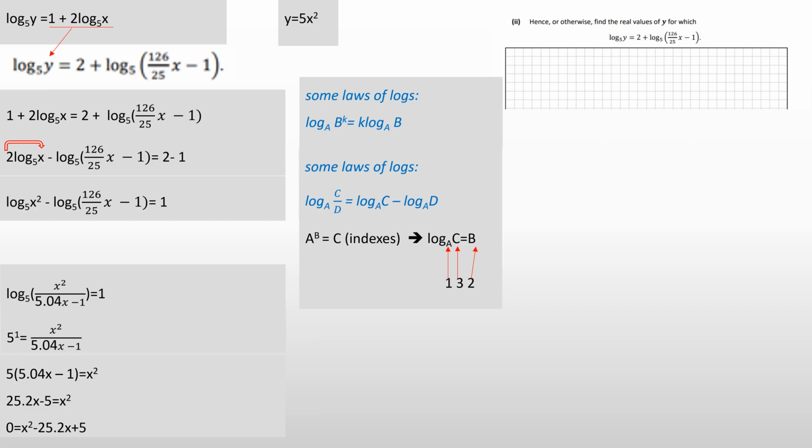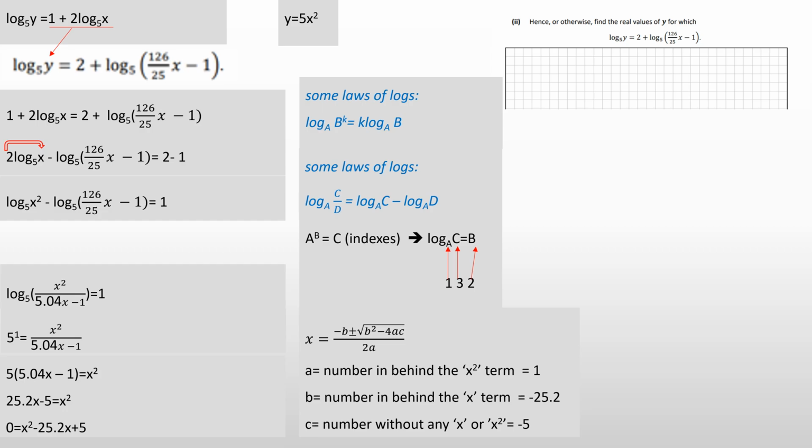And then you realize it's a quadratic. So if it's a quadratic, you want to use the quadratic formula to solve it. So to use the quadratic formula, everything has to be on one side first before you choose your A, B, C to put in the formula. So you put everything to one side. So it becomes x squared minus 25.2x plus 5. And then you have the formula, which is in the log tables.